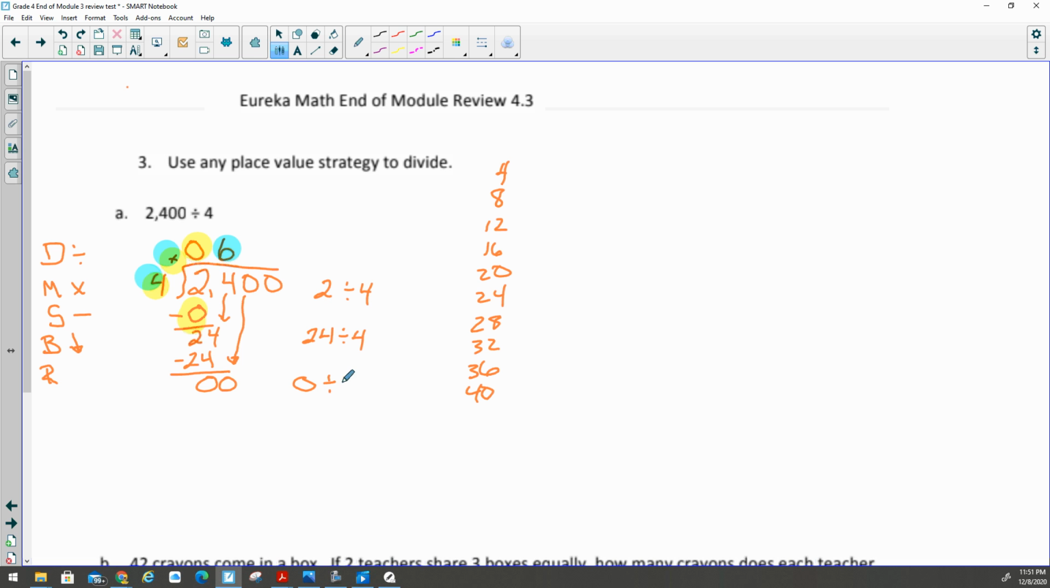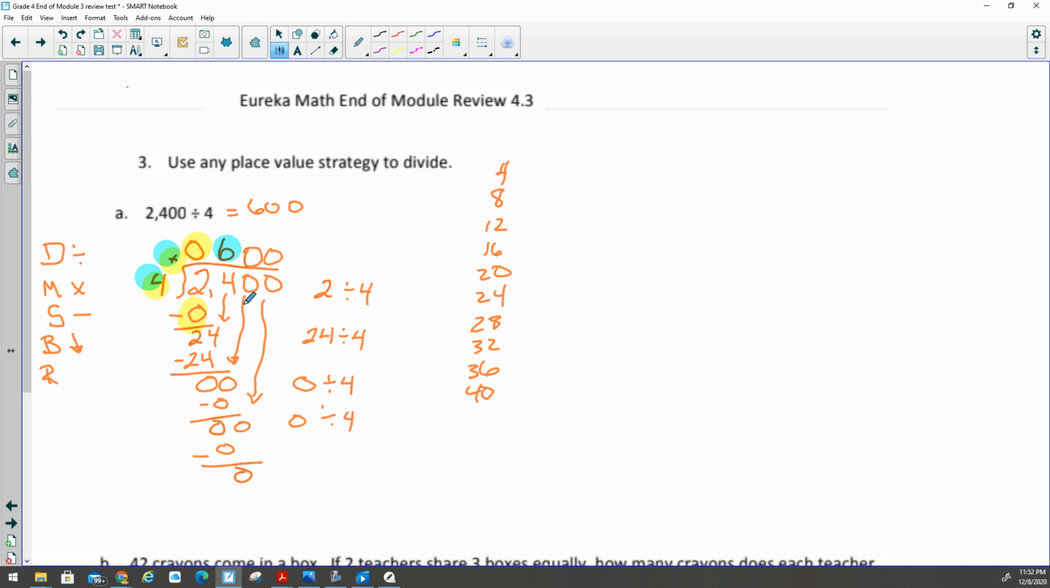So 0 divided by 4, well, that's going to be 0, right? That's nothing, right? If I have 0 donuts and I try to share it with 4 people, we're all getting 0 because there's none there to be shared. And then we multiply. 0 times 4 equals 0. Subtract, you get 0. Bring down the 0. Let me just do it one more time. 0 divided by 4 is still 0. 0 times 4 is 0. Subtract, you get 0. All right? That means 2,400 divided by 4 equals 600. Okay?